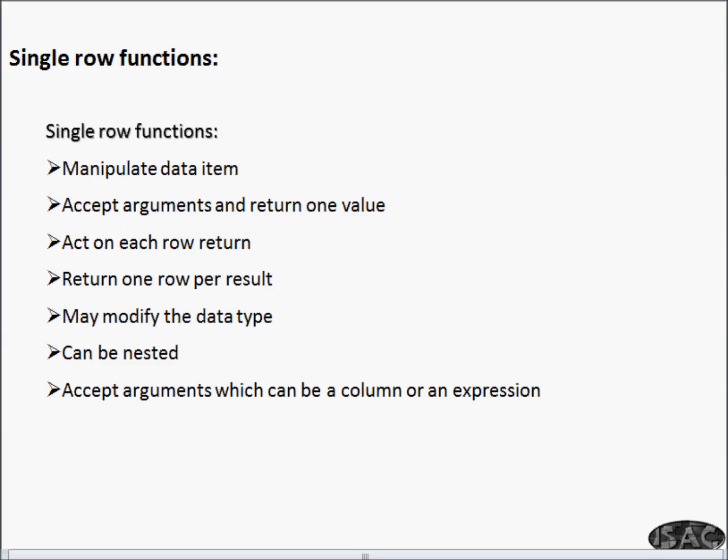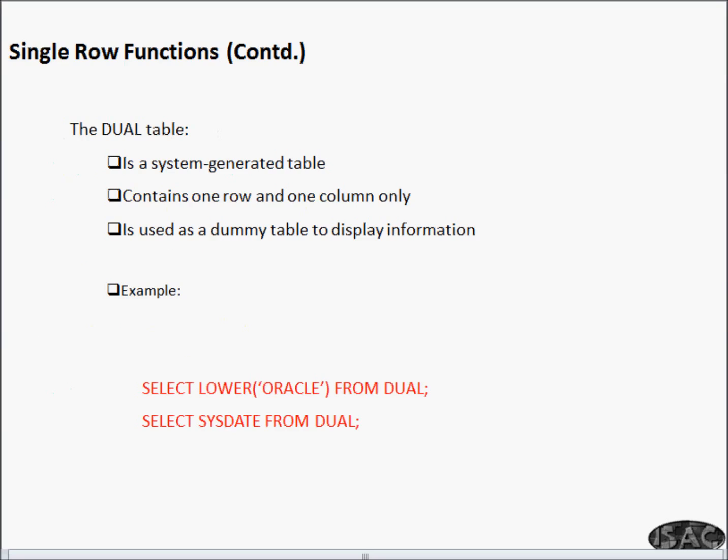Now, what does a single row function do? It manipulates data items, accepts arguments and returns one value. It acts on each row, returns one result per row, may modify the data type, and can be nested. It accepts arguments which can be a column or an expression. So we can pass some kind of expressions or arguments. It all depends on the requirement you have.